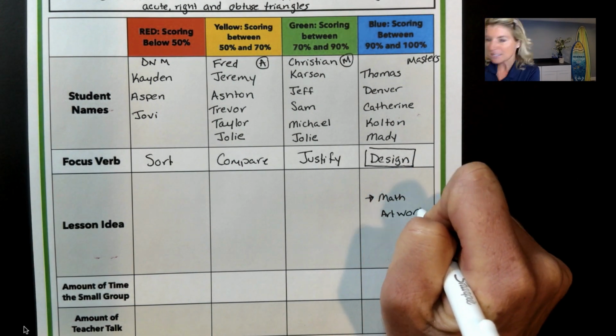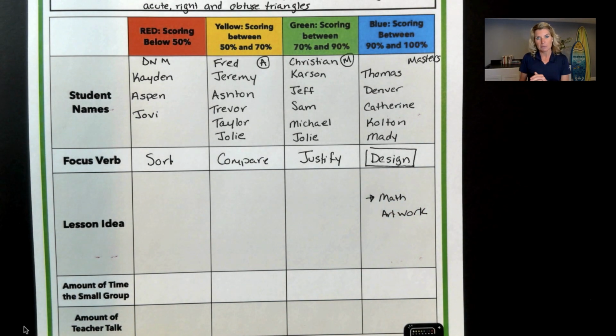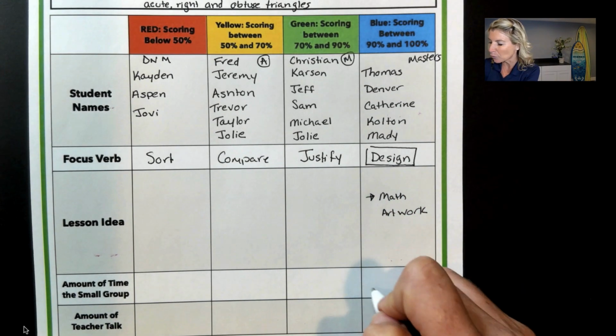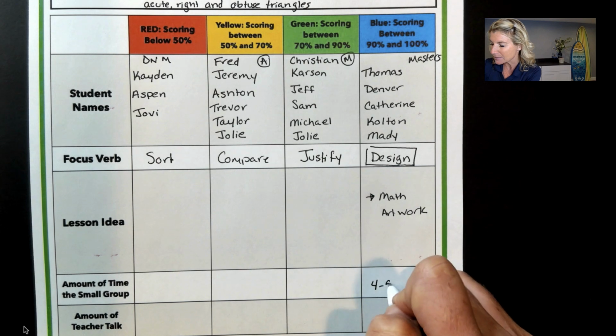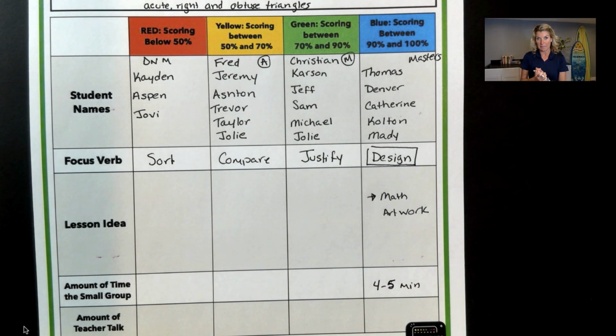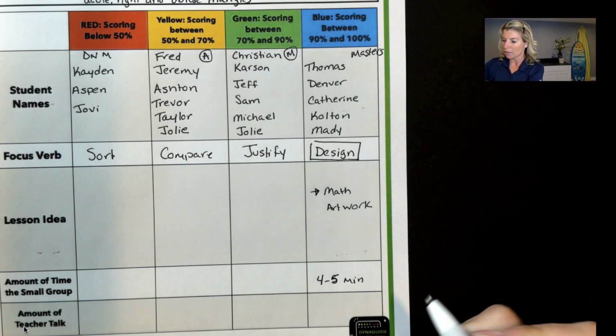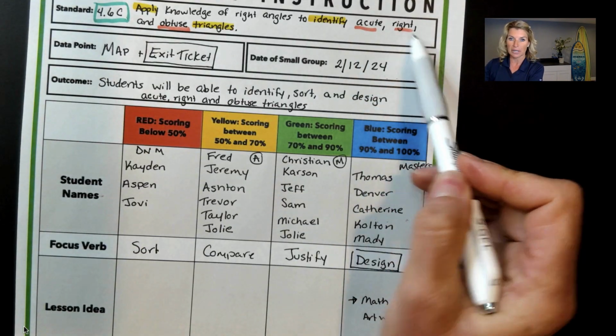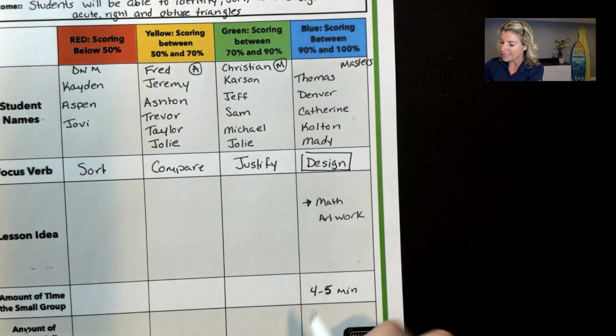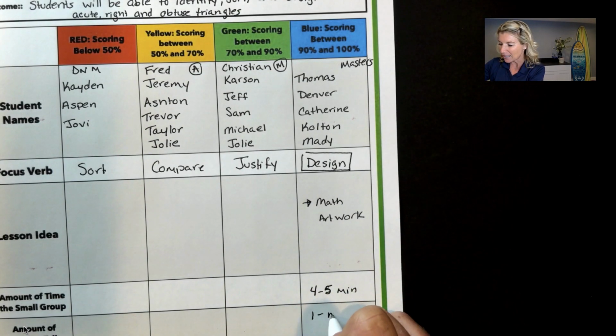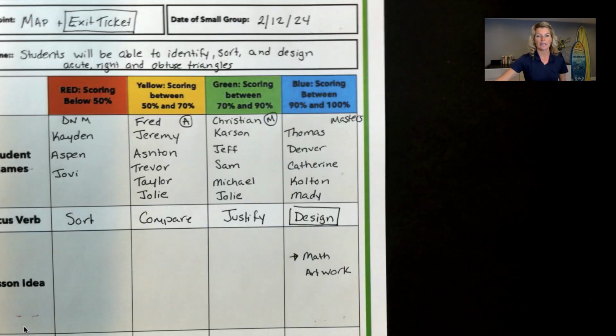How I'm going to set up my small group is they're going to come back to me and I'm going to work with them for about 4 to 5 minutes max. Because when I am done with them in my small group, I'm going to say, continue to work on your math artwork. I'm going to do a quick little overview of the acute, obtuse, and right triangles. But out of this 4 to 5 minutes, I'm going to spend about 1 minute talking. I want the students to do the majority of the talking with me.